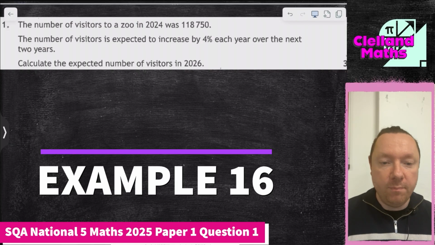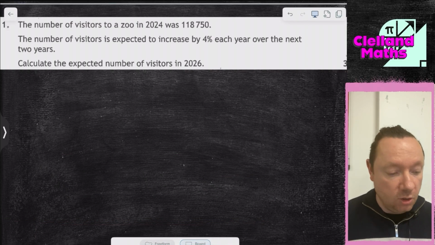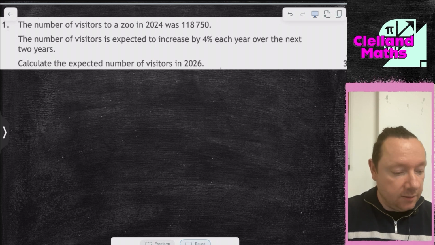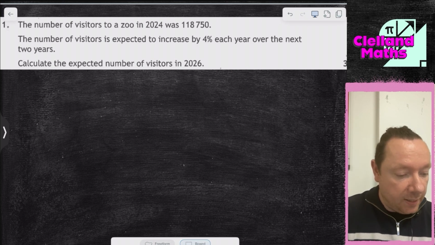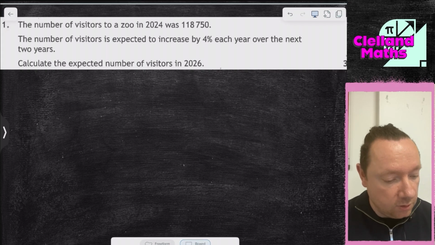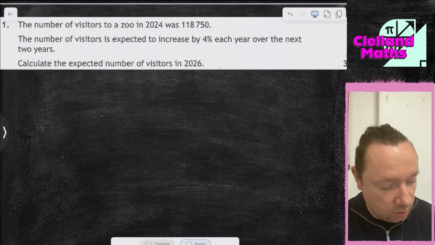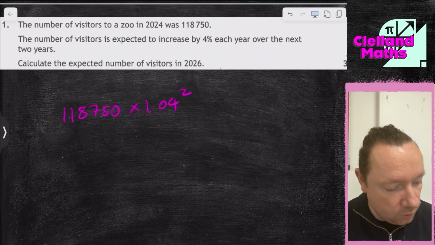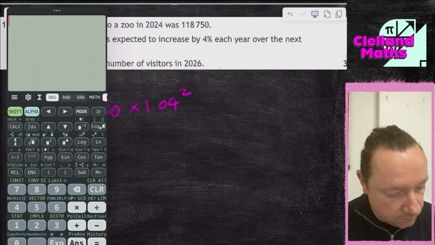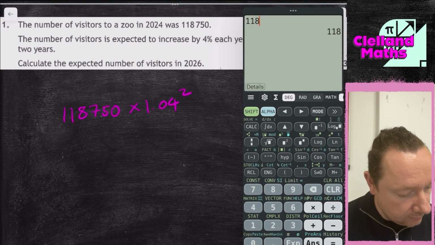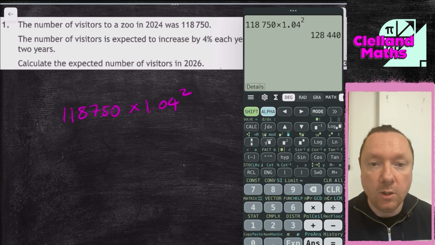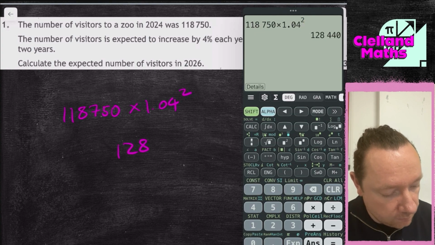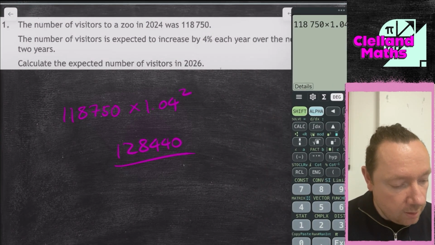SQA National 5 Maths 2025, Paper 2, Question 1. The number of visitors in a zoo in 2024 was 118,750. The number of visitors is expected to increase by 4% per year over the next 2 years. What's the number of visitors in 2026? So we just do 118,750 times 1.04 to the power of 2. So in my calculator, 118,750 times 1.04 squared is 128,440. And we're done.